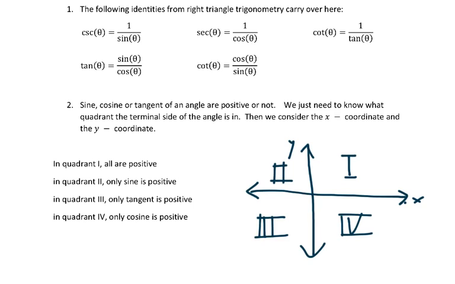In quadrant 2, only sine is positive, because sine, remember, is the y coordinate and cosine is the x coordinate. So in 3, only tangent is positive. And in quadrant 4, only the cosine is positive. In quadrant 1, all three of those are positive. I know it's a lot to remember.